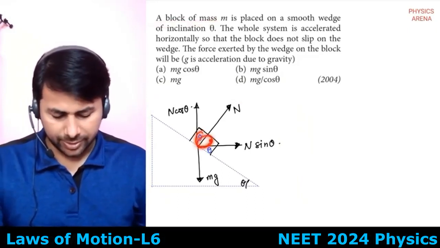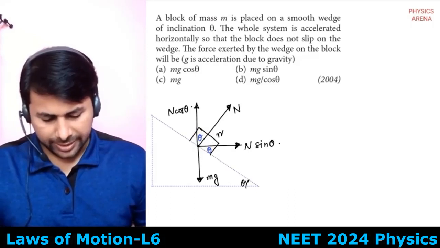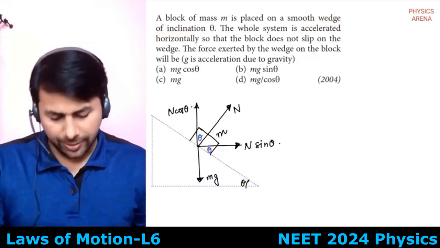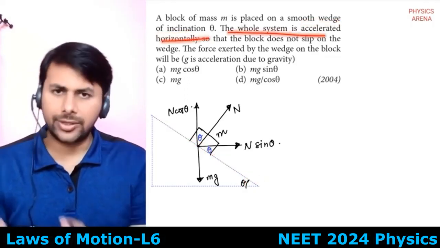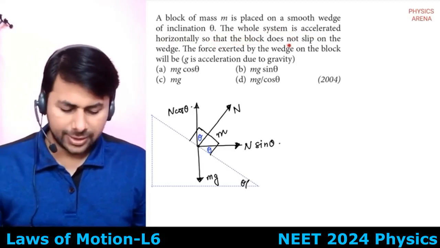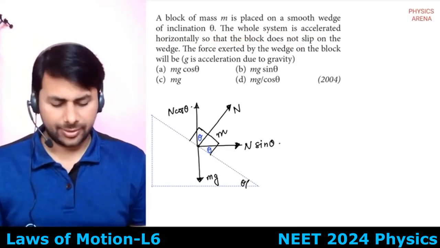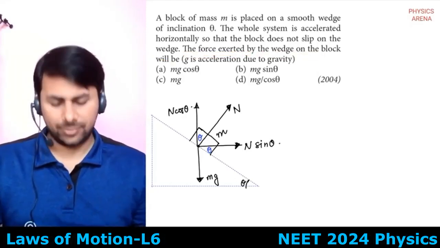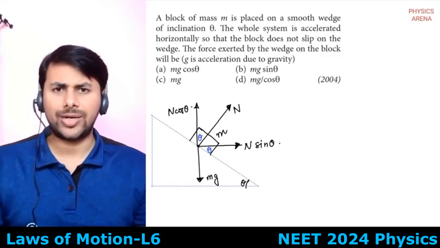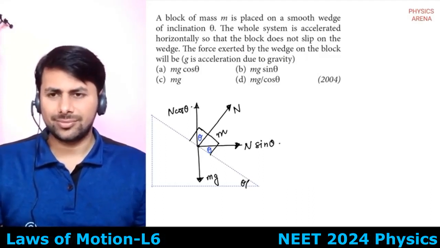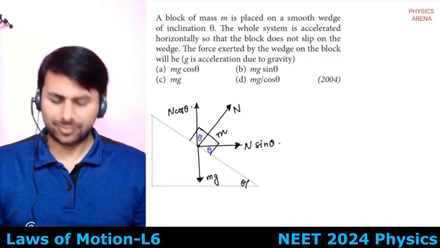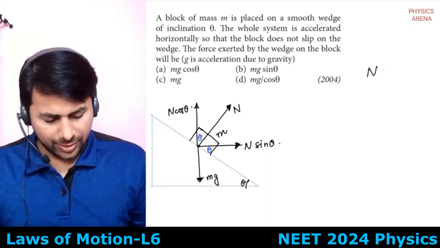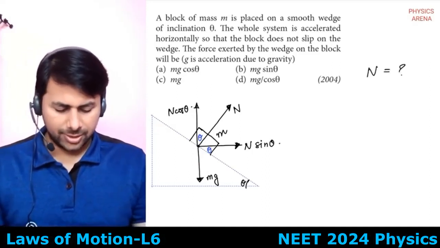A block of mass m, so this is the block of mass m, is placed on the smooth wedge of inclination theta. Inclination is theta, okay. The whole system is accelerated horizontally so that the block does not slip on the wedge. Block doesn't slip. The force exerted by the wedge on the block will be. So which force do we want to find out here? Right. The force exerted by the wedge on the block is the normal reaction. So N is equal to what? This is the question. So what should we do?